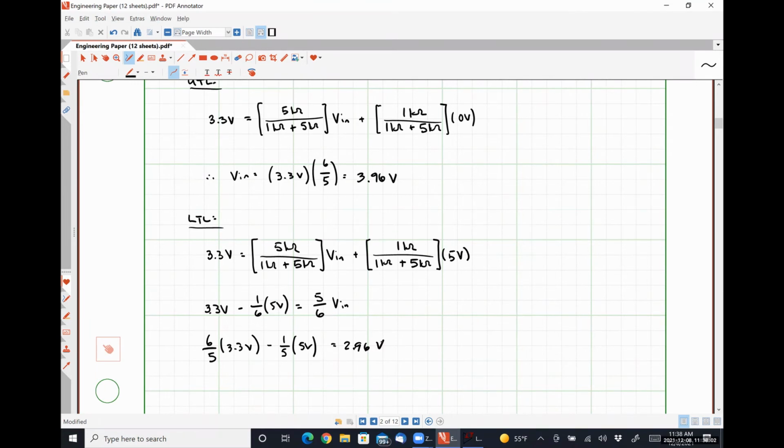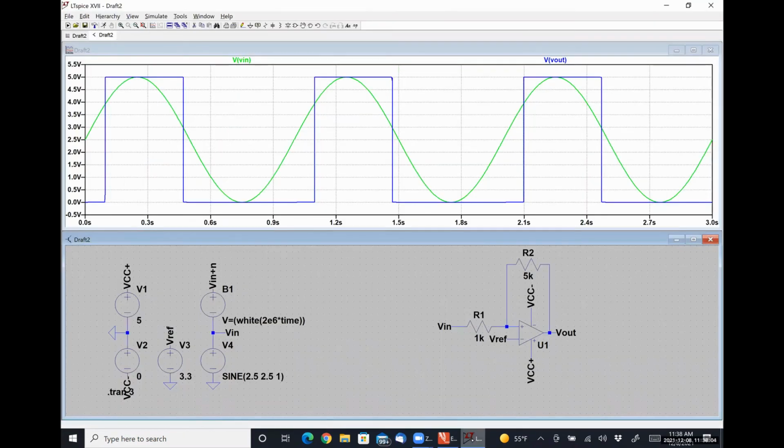2.96 volts, which is effectively what we see. Something really close to 3 volts is when the output goes low, right? So our simple mathematical model has predicted the upper trigger limit and lower trigger limit of our Schmitt trigger.